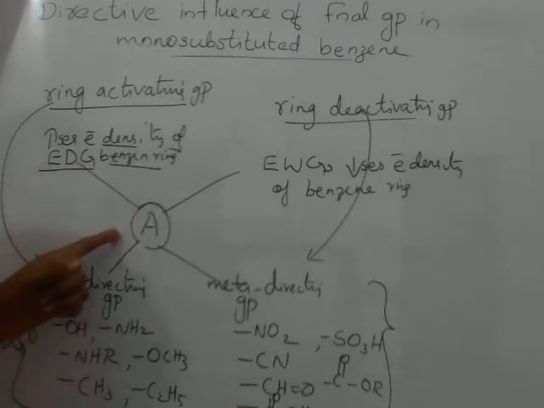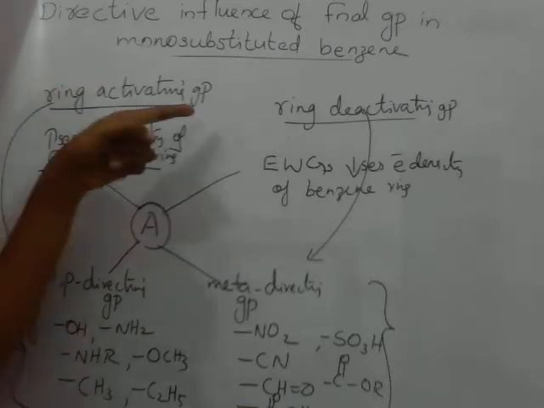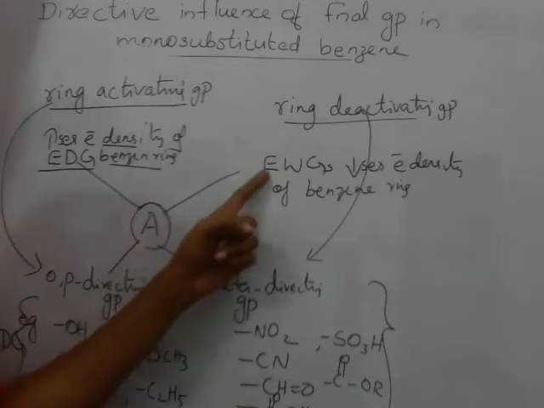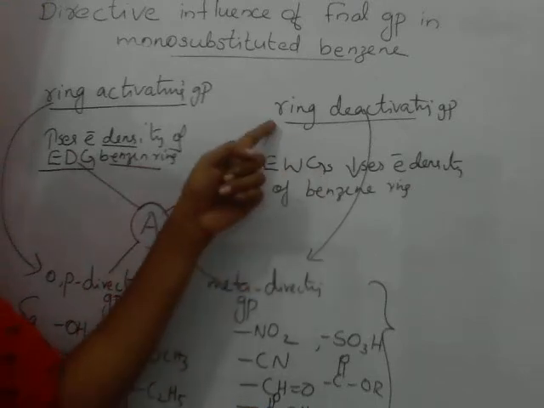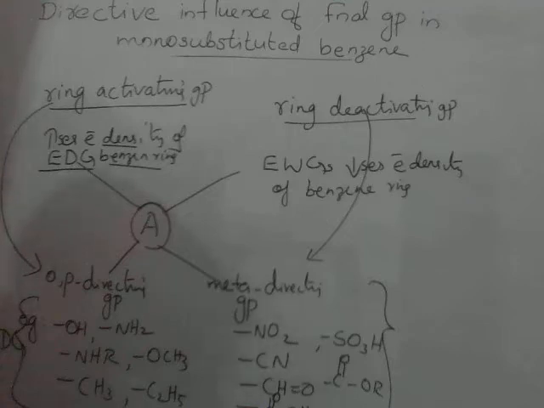So the substituents which are present in the benzene ring are of two types. They are either electron donating groups or electron withdrawing groups. If electron donating groups, they are ring activating groups and are ortho para directing groups. If the groups attached to the benzene ring are electron withdrawing groups, they are called ring deactivating groups and they are meta-directing groups. These are the examples.